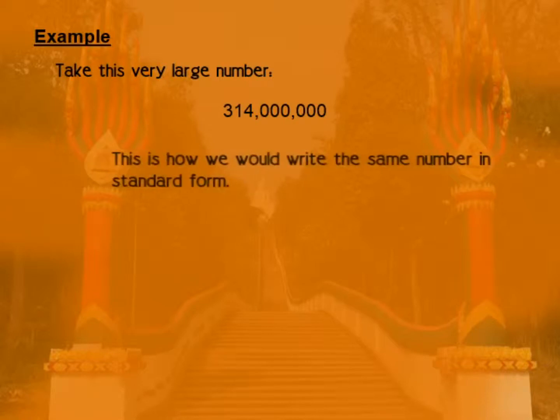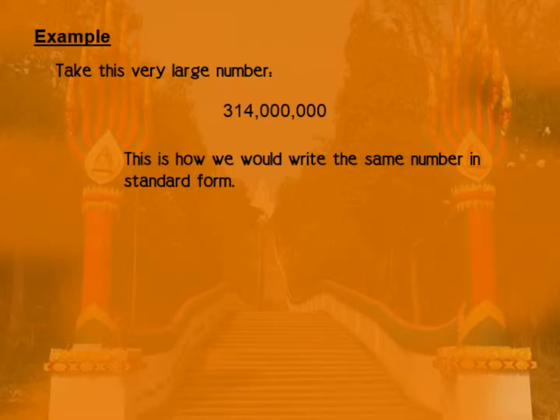So let's look at an example. Here's a very large number, 314 million. It's a pretty big number. But how would we write the same number in standard form? Well, this is how. 3.14 times 10 to the 8.